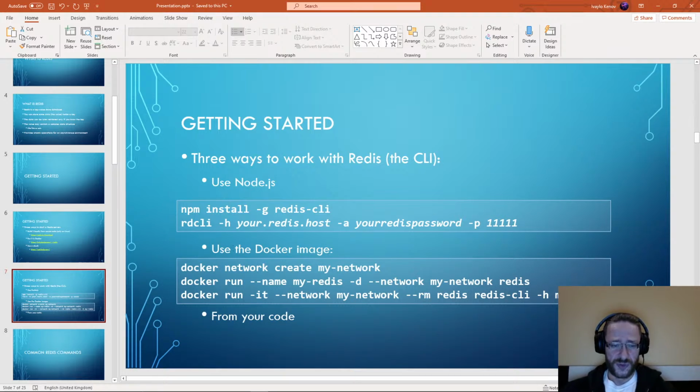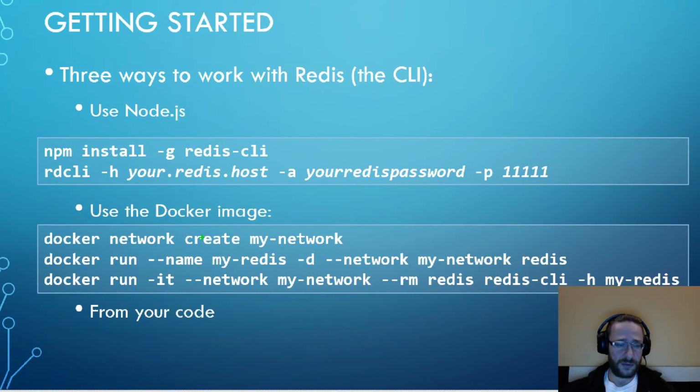So if we want to use a Docker image, what we need to do is create a Docker network with the following command. Then we need to run a server running Redis, and we just need to say, hey, I want a Redis instance which should be called my-redis. I want it to be in the following network, and I want to run the Redis instance, the redis image. Then this will run a Redis instance, a database server ready to be used by different clients.